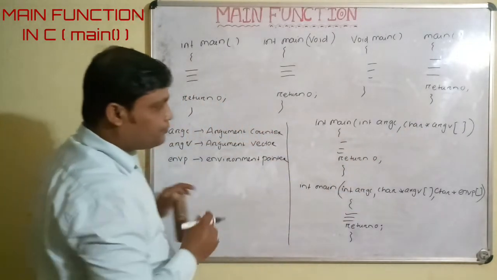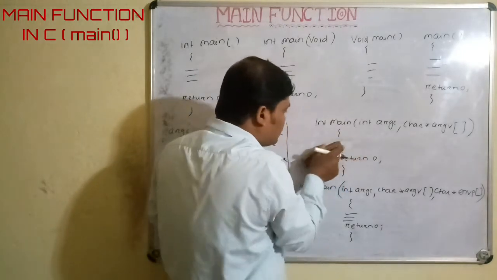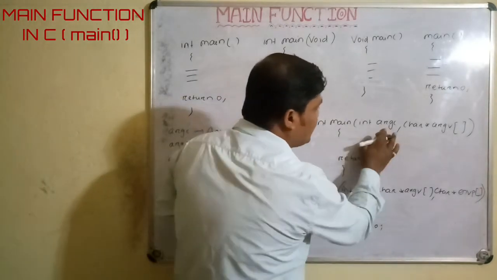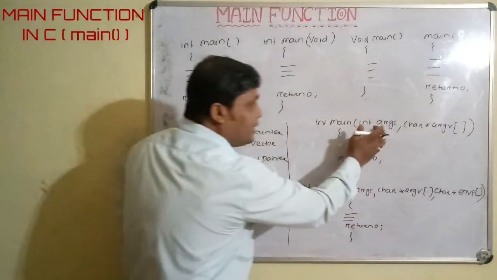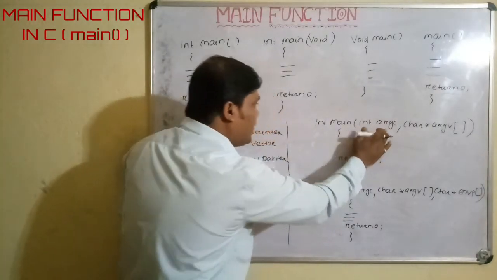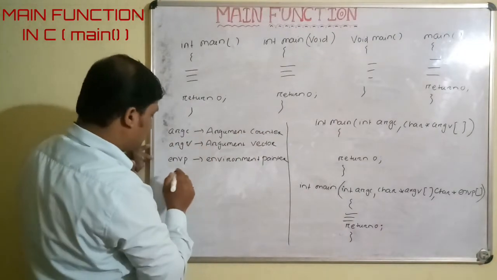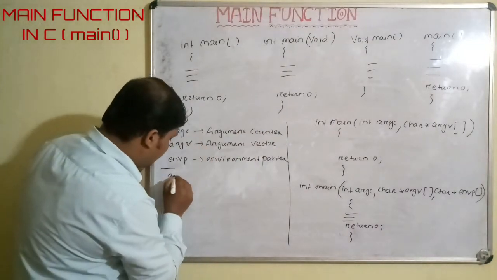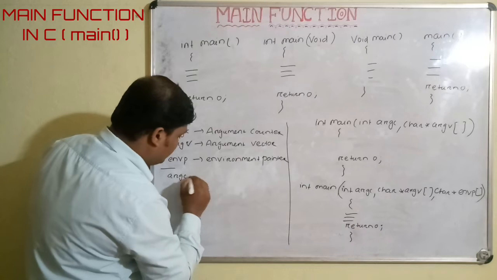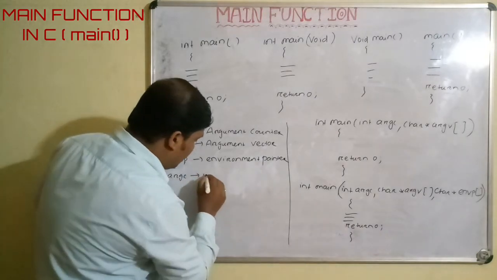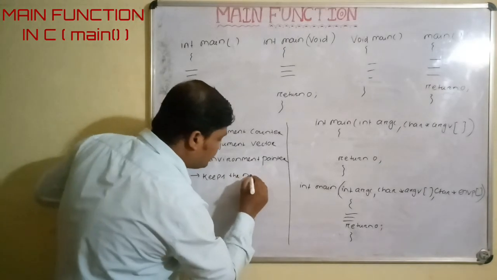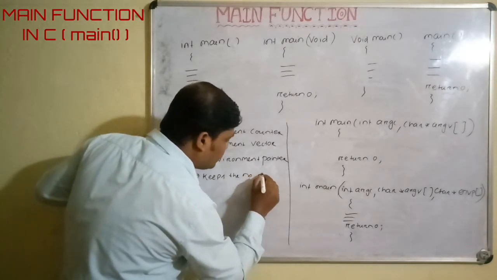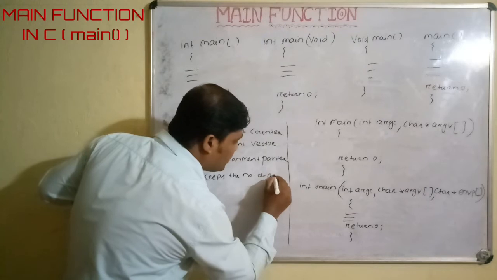Clear? Now see, here argc means argument counter. What does it keep? It keeps the number of arguments. argc keeps the number of arguments.